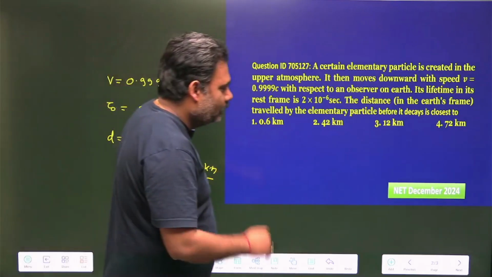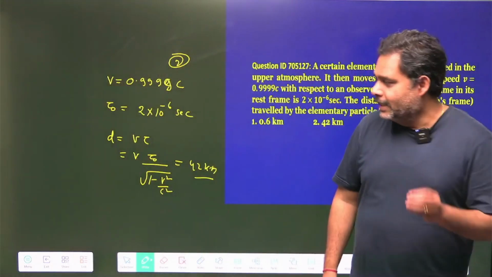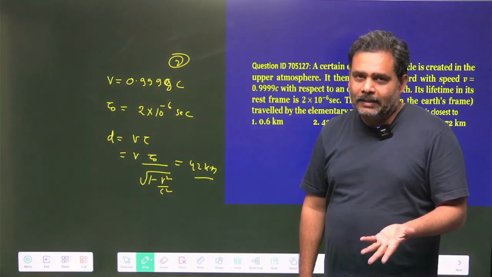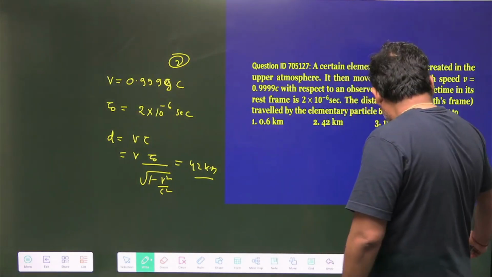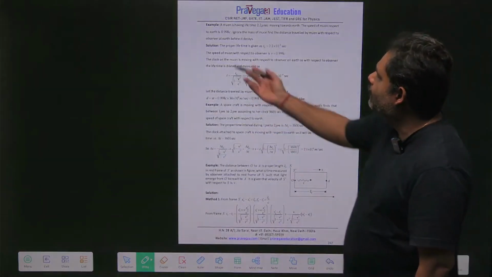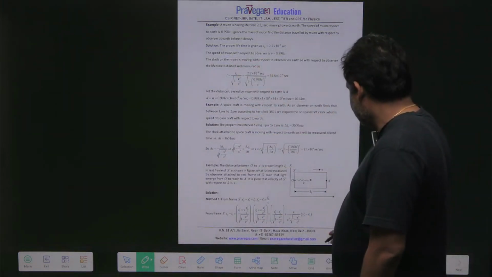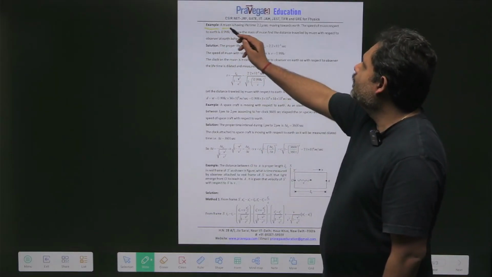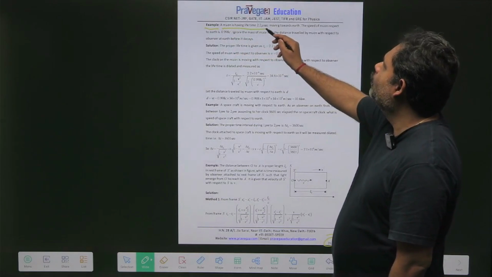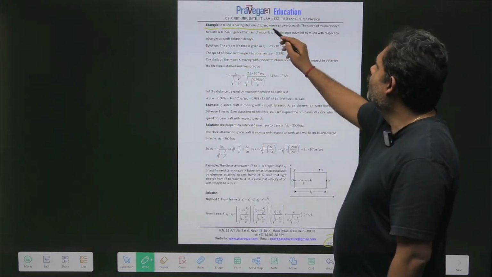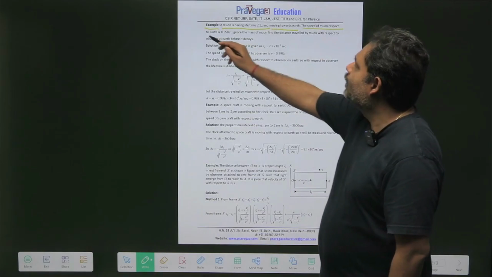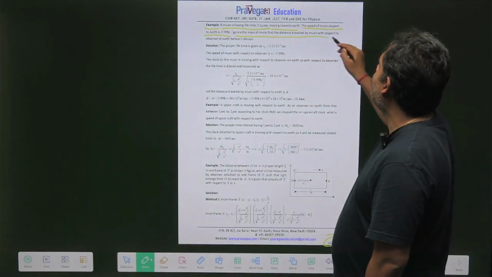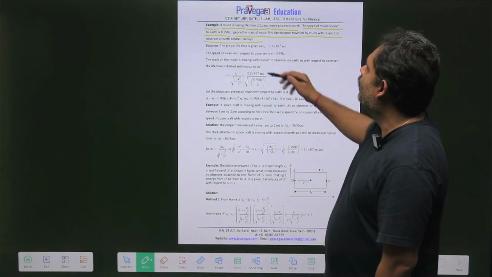Now students, you can see it is the easiest question, and this is the first question we are discussing on time dilation in our class and in the study material. Again you can see here, this is classical mechanics, page number 262. Example: a muon is traveling, lifetime 2.2 microseconds, moving towards Earth. The speed of the muon with respect to Earth is 0.998 c. Ignore the mass of the muon, find the distance traveled by the muon with respect to an observer on Earth, and exactly the same thing is there.